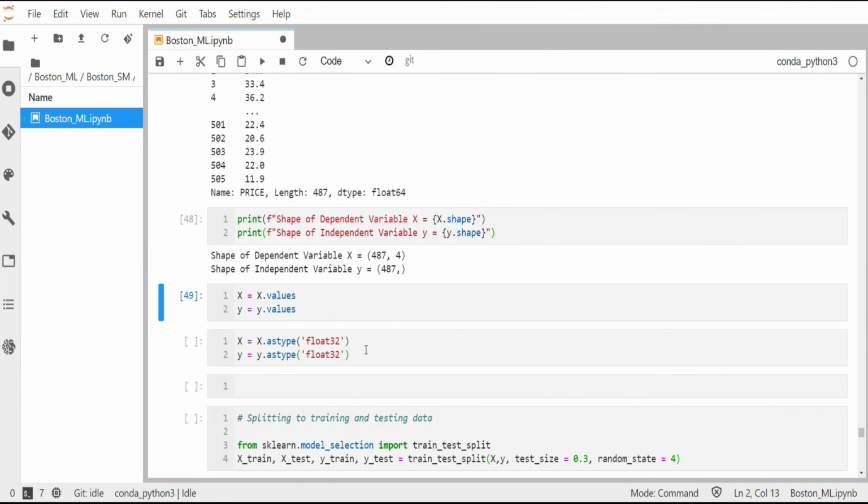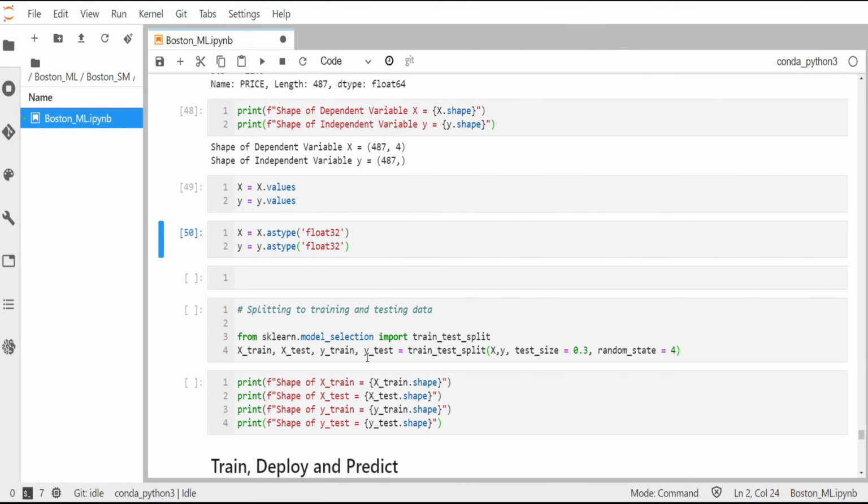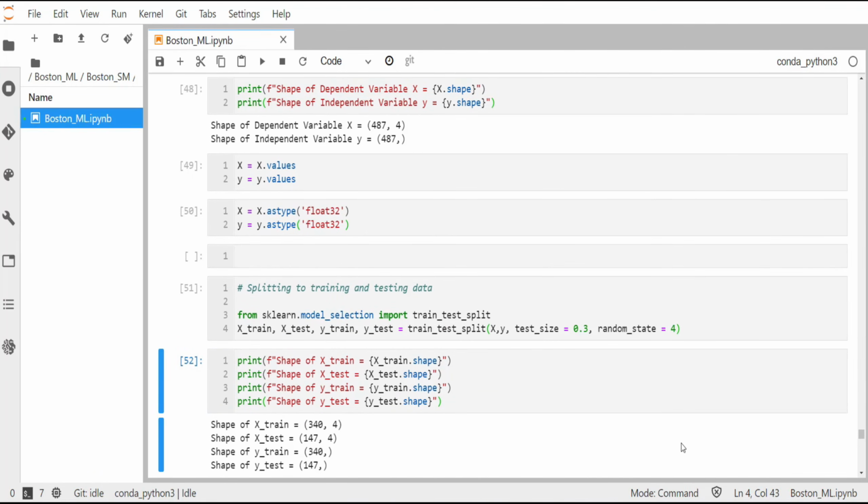Now, with the help of the scikit-learn library, we will split our dataset with a test size of 30% and the random state of 4. Let's run it and then print the shape of the test and the training dataset. So finally, we have split the dataset and we have their respective shapes as well. This is how we split the dataset.